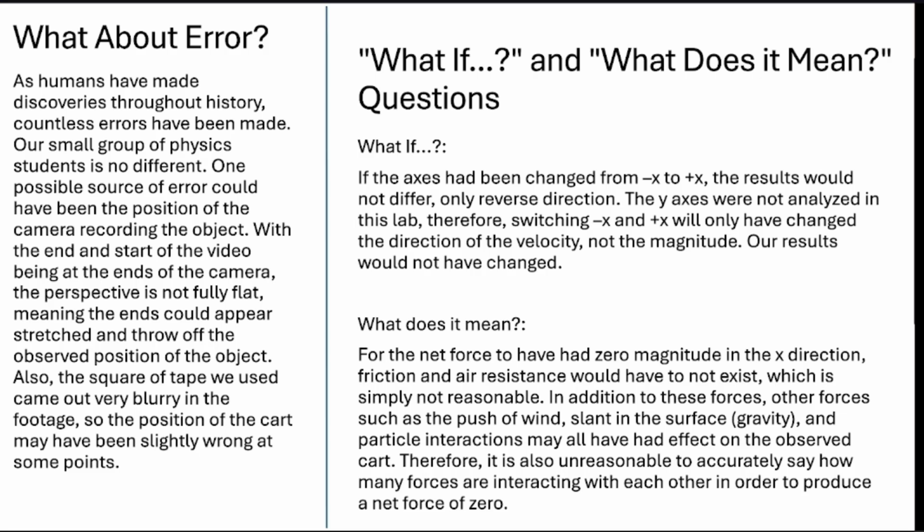What does it mean question? For the net force to have zero magnitude in the x direction, friction and air resistance would not have to exist, which is simply not reasonable. In addition to these forces, other forces such as the push of the wind, slant in the surface, and particle interactions may all have had an effect on the observed cart. Therefore, it is also unreasonable to accurately say how many forces are interacting with each other in order to produce a net force of zero.